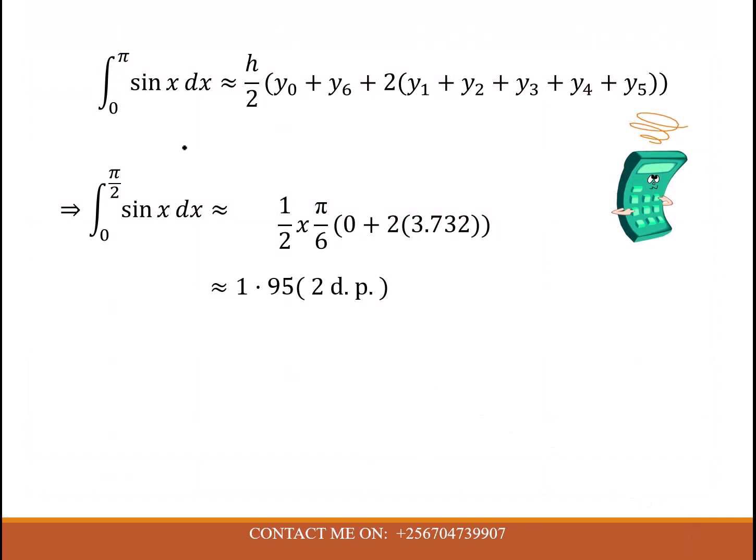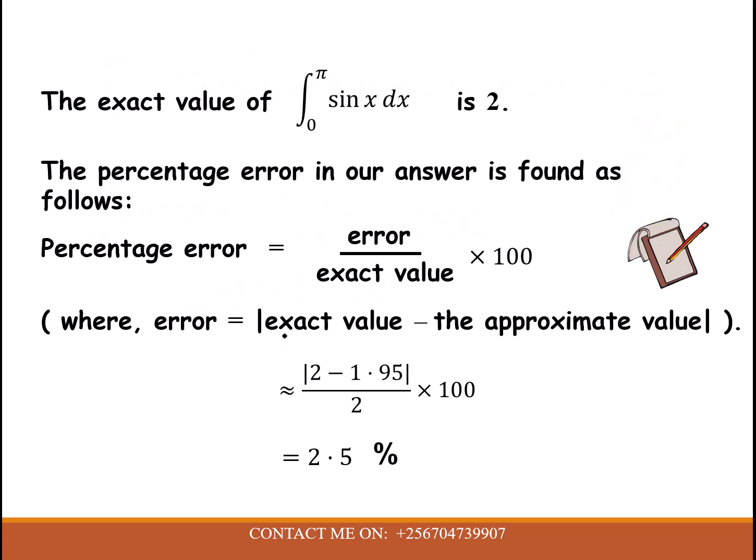When you put in your trapezium formula, your h is pi out of 6, and your extreme values, y0 and y6, you'll get a 0. Then the middle values gave us 3.732, and we multiply them by 2. Finally, we will have 1.95. You realize that we have been using more than 2 decimal places, as you can see.